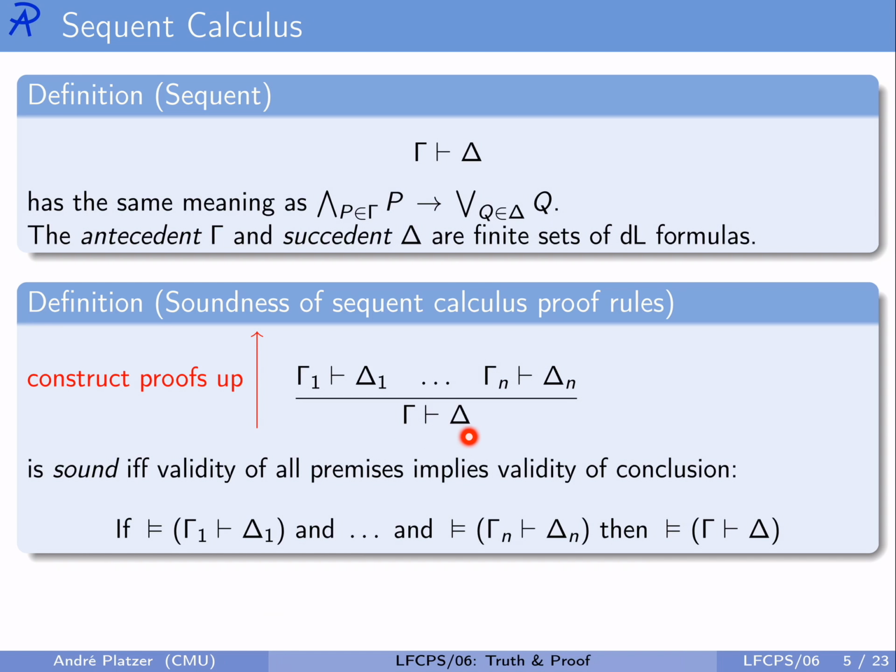That means we reduce the question whether this sequent has a proof using this proof rule here that I write with this bar notation, or inference rule, to these sub-questions or sub-goals, whether this sequent has a proof, and so on, and whether those sequents have a proof. And the idea is that in order to answer whether this sequent can be proved, I will instead ask myself whether this and that and that and that and that and that, and that one can be proved.